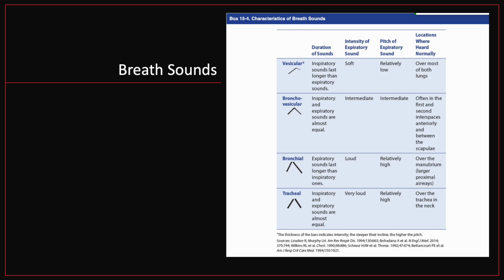So we've got vesicular sounds, all right. They're inspiratory sounds that last longer than expiratory sounds. They're soft and relatively low, and you're going to hear these over both of the lungs mostly.